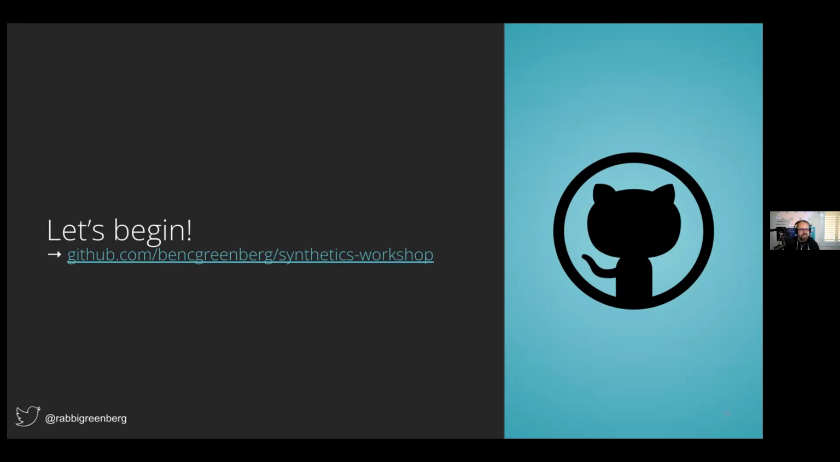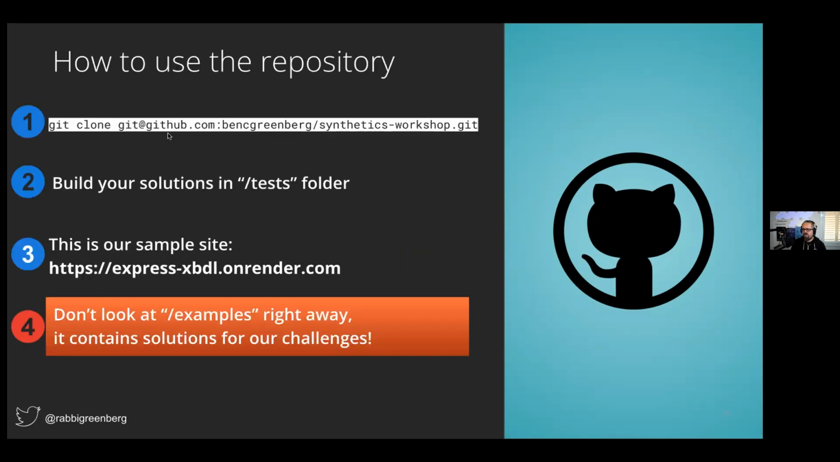So I'm going to paste the link in the chat here to the repo that contains our workshop stuff. The link is github.com/BenCGreenberg/synthetics workshop. And what we want to do first on your machine, so please open up your terminal, is clone this repo. So using git clone, we're going to clone the repo using the path to the repo.